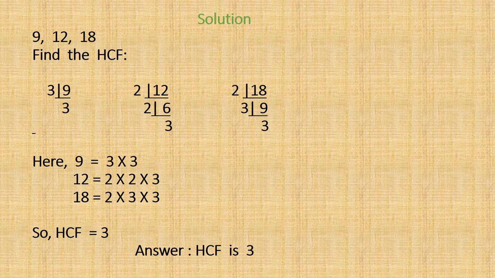Now let's come to the same numbers. Now we are finding the HCF by using the prime factor system as it is. 9, we are dividing by 3, the answer will be 3. 3 is a prime number. 12, we are dividing by 2 because 12 is an even number. We can easily calculate it and we are getting the answer 3 at last.